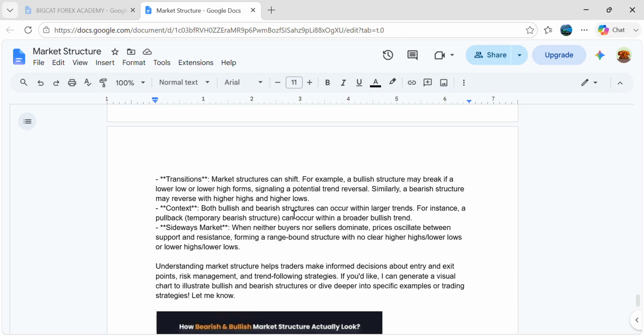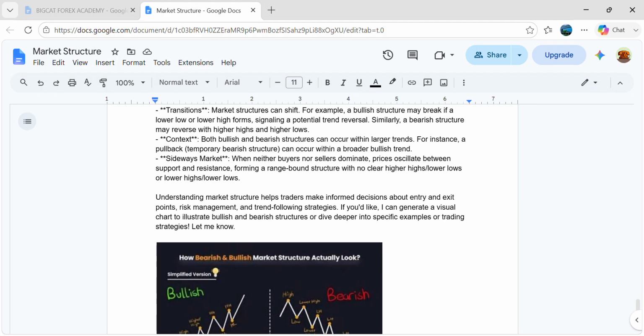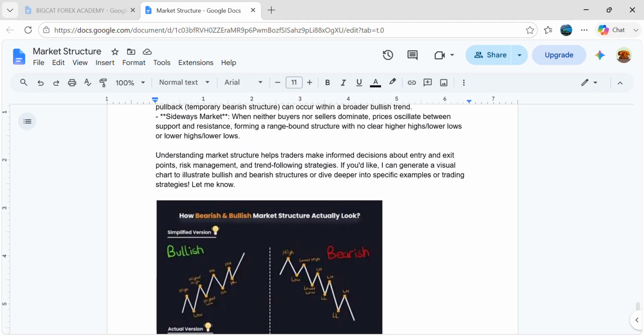Context: both bullish and bearish structure can occur within larger trends. For instance, a pullback, a temporary bullish structure, can occur within a broader bearish structure. Sideways market: like I told you, a sideways market is a consolidating market. You don't intend to take positions in a consolidating market because it is not giving you any direction. Understanding market structure helps traders make informed decisions about trade entry and exit points, risk management, and trend following strategies.